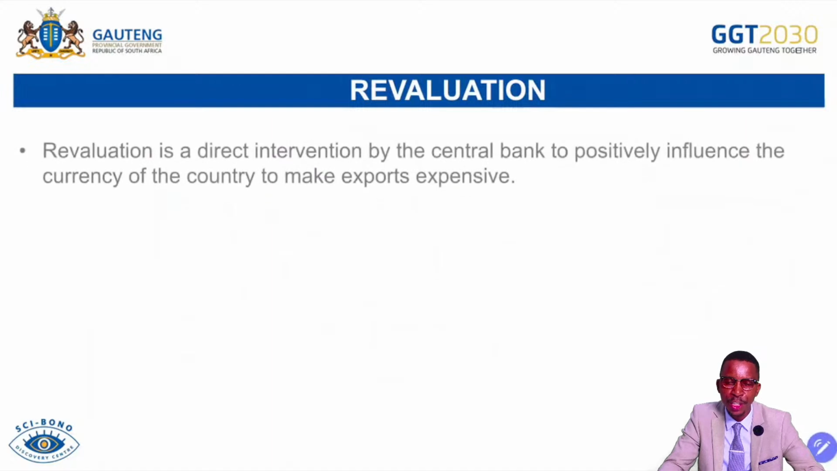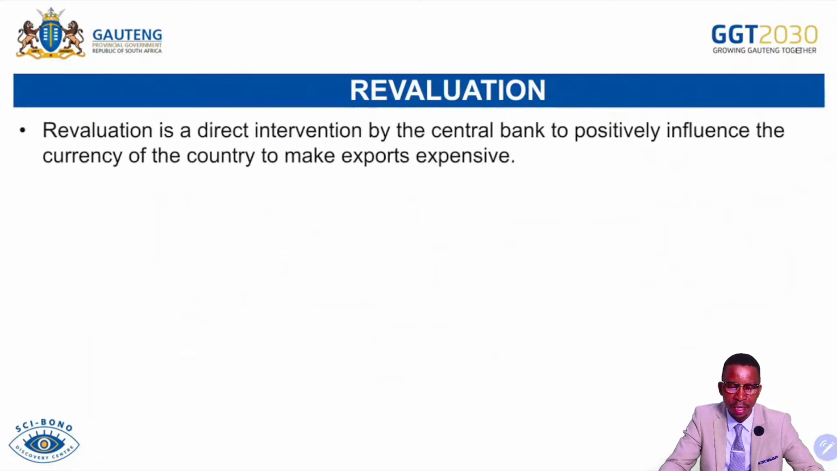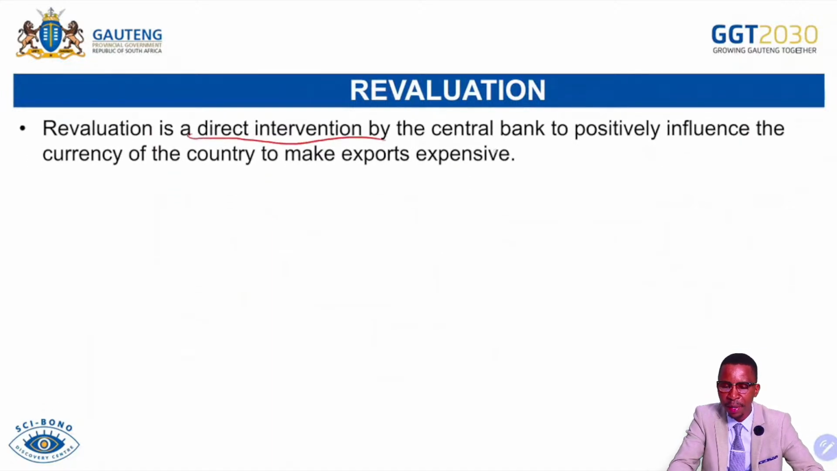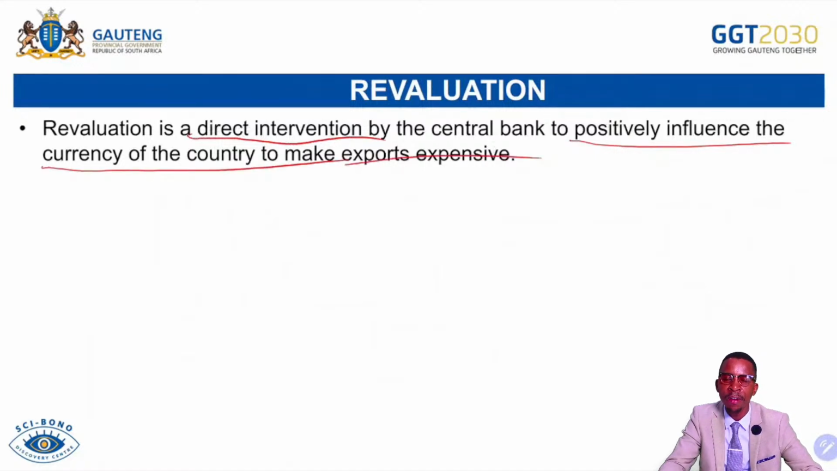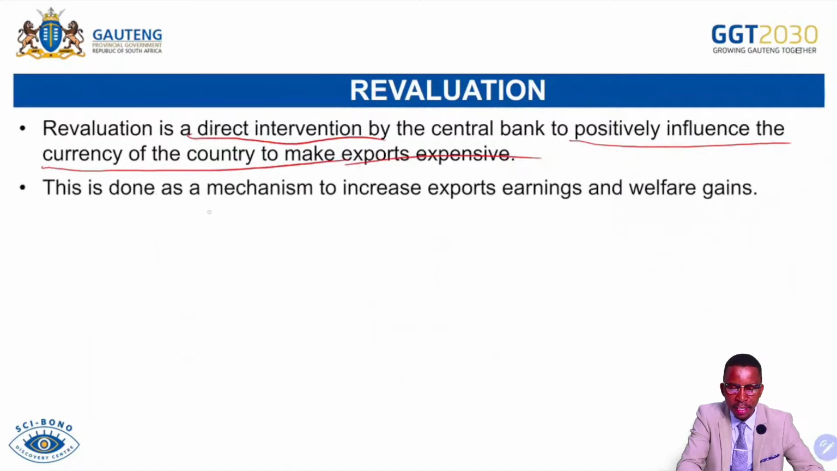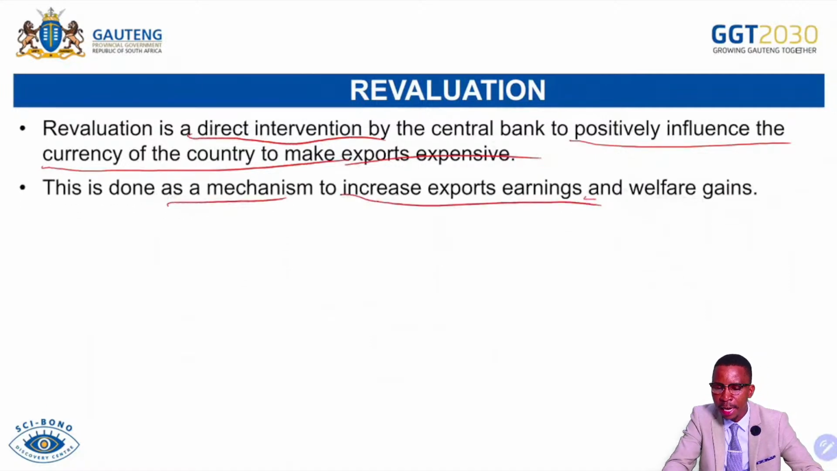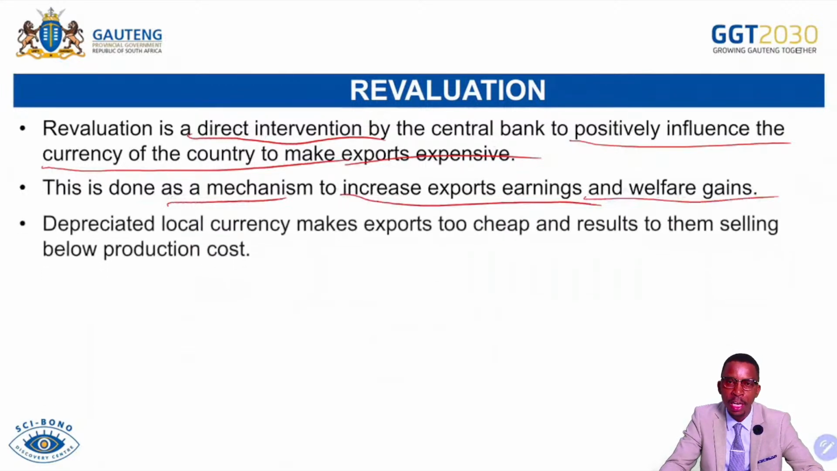What about revaluation? It's related to appreciation. Revaluation is a direct intervention by the central bank to positively influence the currency of the country to make exports expensive. That's when states intervene deliberately to influence the value of the currency. This is done as a mechanism to increase export earnings and welfare gain. So they try to make exports more expensive so that there will be more earnings on exported goods and services. That can also result in an increase in terms of trade.